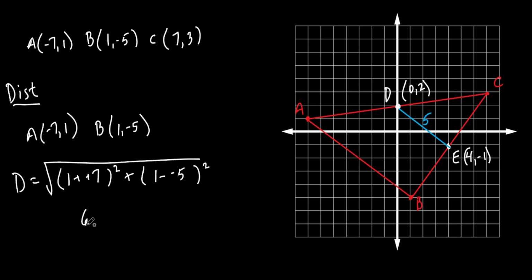8 squared is 64. Again, don't be lazy like I almost was. Plus, minus a negative is plus. That's a 6. 6 squared is 36. What's 64 and 36? It's 100. What's the square root of 100? It is 10. So just like we said, that length should be 10. And we showed it, didn't we? We showed that this length was equal to this length.